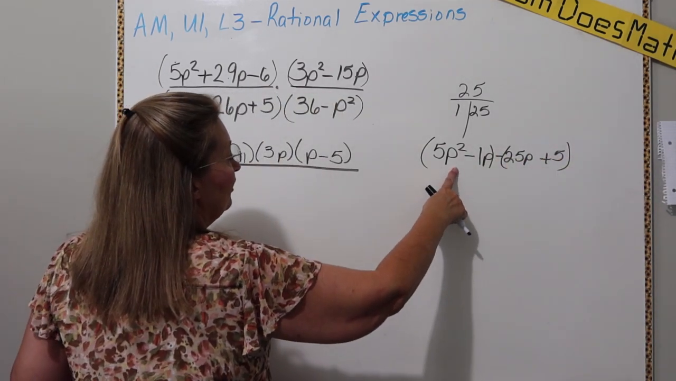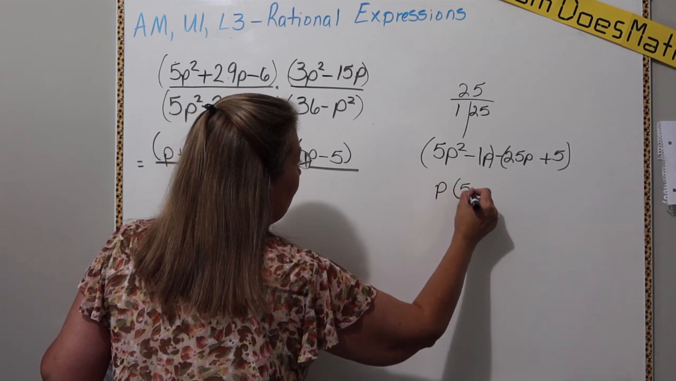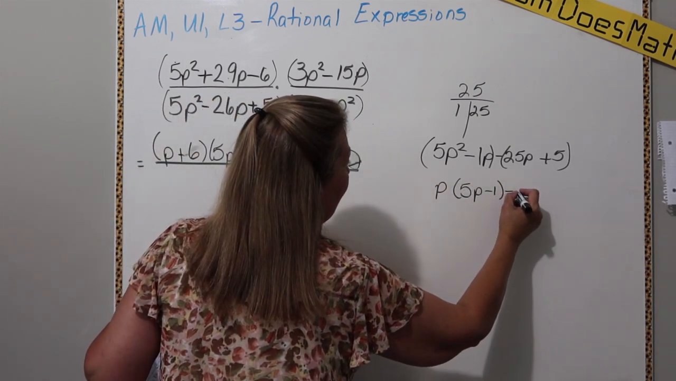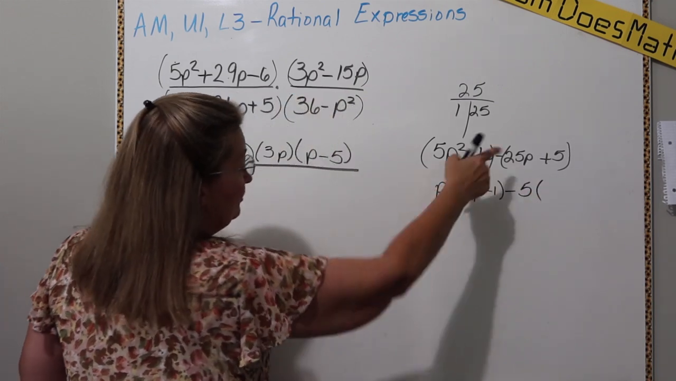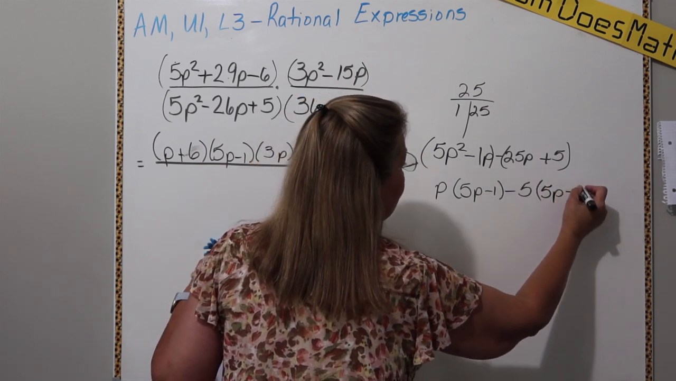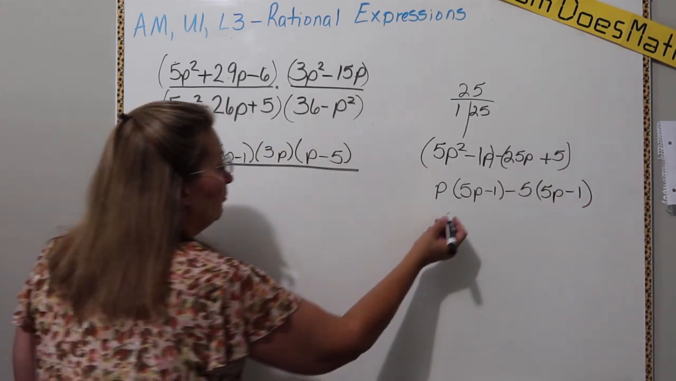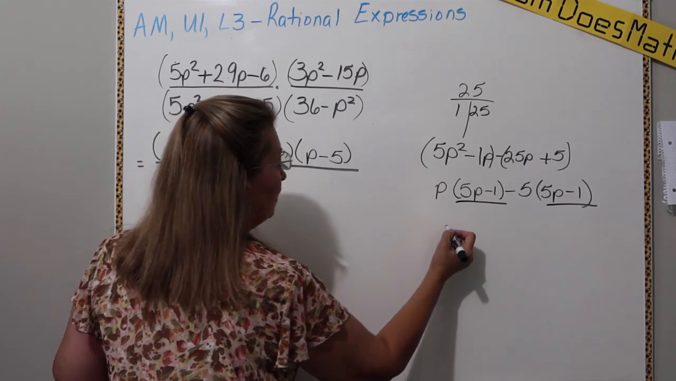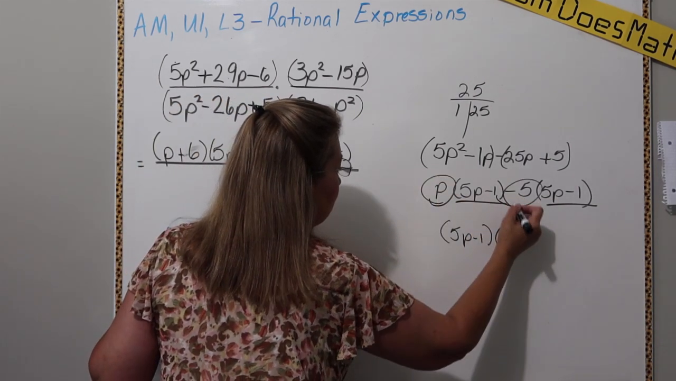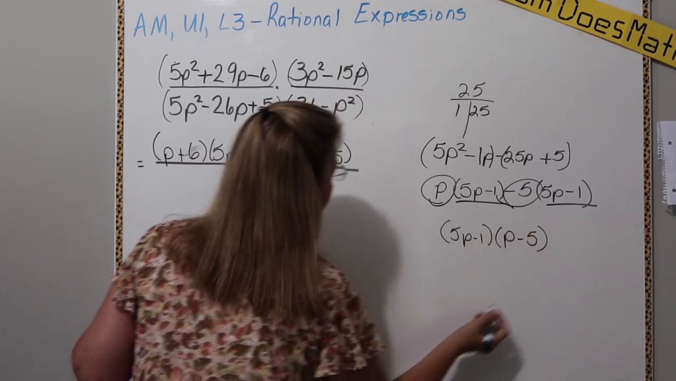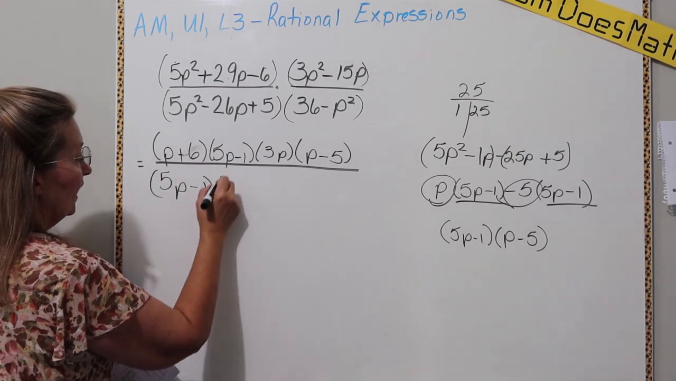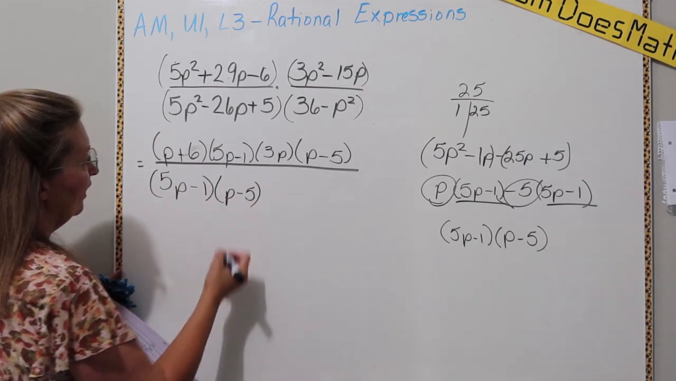Now the greatest common factor here is a p, so I'm going to have 5p minus 1. My greatest common factor here is 5, and it's negative, so it's going to change that sign. So now I have 5p minus 1 instead of plus. My factors match, so that becomes one factor, and then these two numbers become the other factor. So now I have 5p minus 1 and p minus 5.